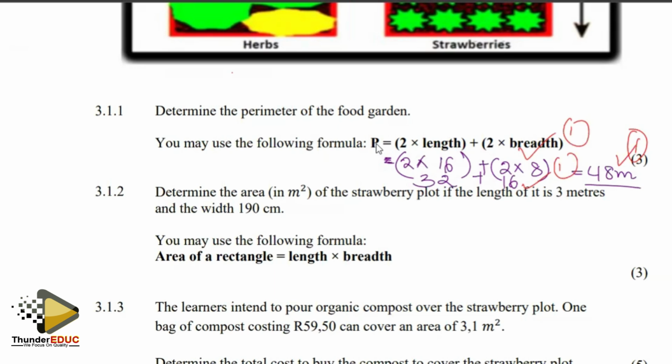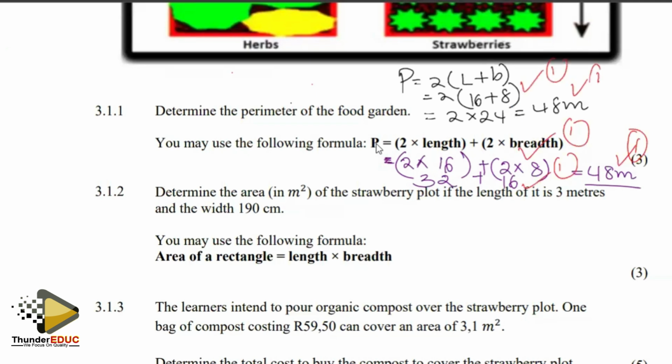Some other people did this. Someone else did this because you saw that it was a rectangle. So you knew very well that the perimeter of a rectangle is 2 into L plus B. So the 2 came out. The length we saw is 16, breadth is 8, which is the same as 2 times this plus this, you get 24. The answer here becomes 48 meters. You still get the same marks as someone who did the other one. So 1 mark for substitution, 1 mark for the answer, 1 mark for simplifying. All right, this is an option.